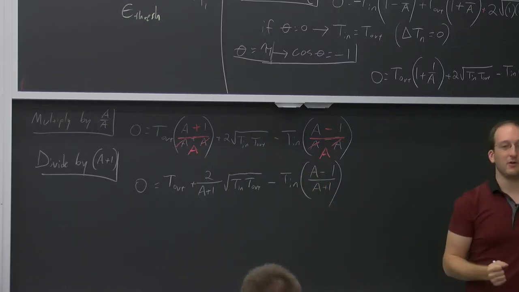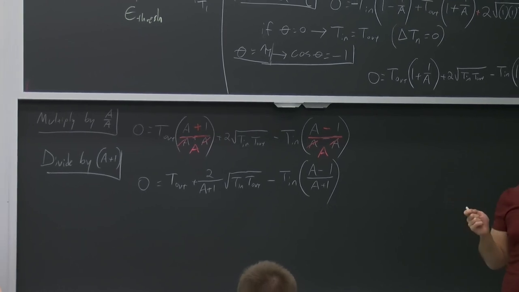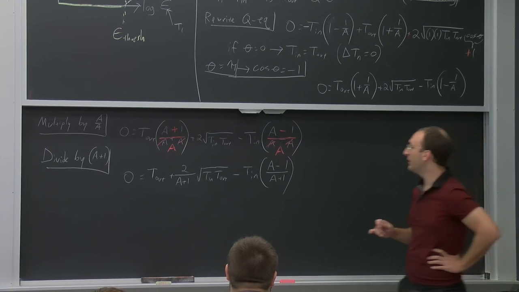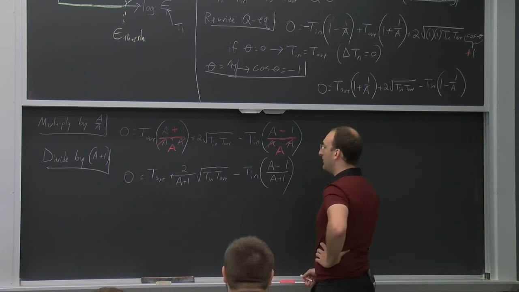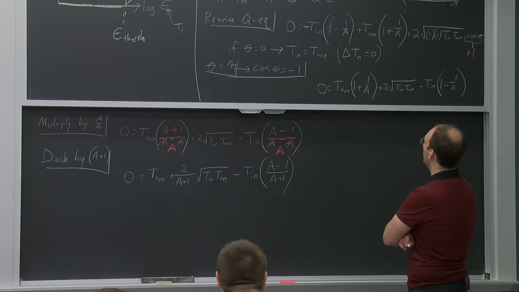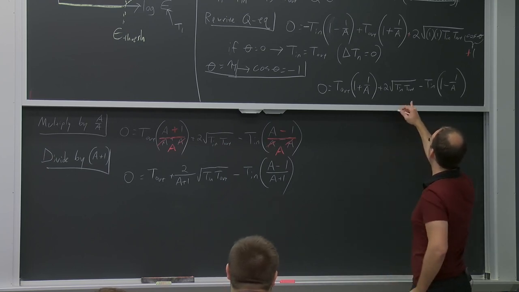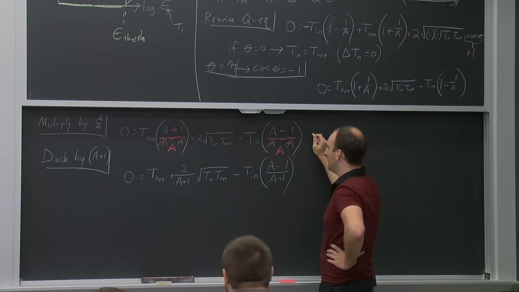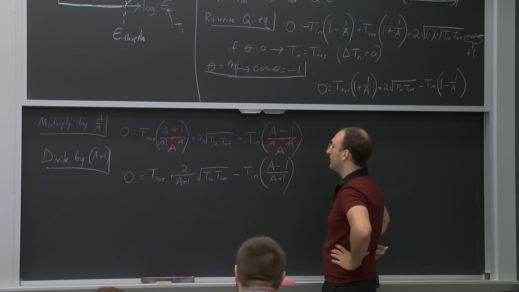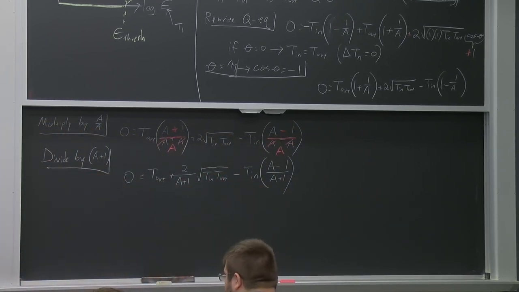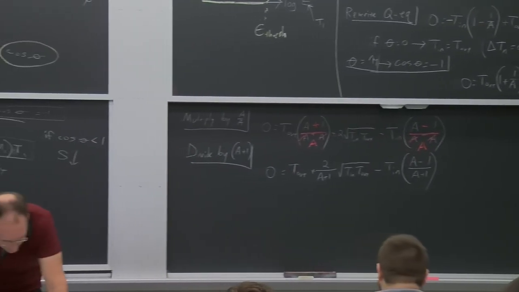Now we've got a simple looking quadratic equation, even though it's quadratic in the square root of t out. What happened to the a on the denominator? Should it be t out over a? Did I miss an a or a dividing by a somewhere? It's from the step you just did, where you divide by a plus 1. Ah, I see. There should be an a. Let me just check something real quick.